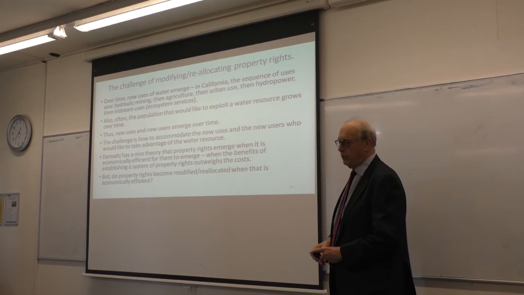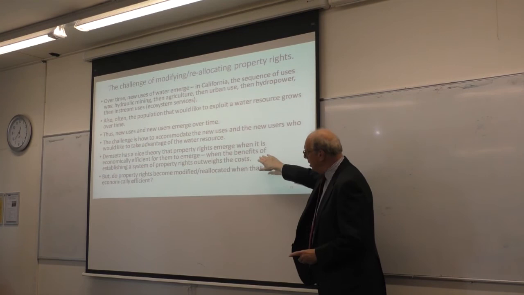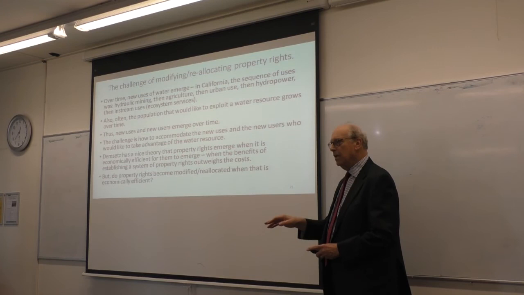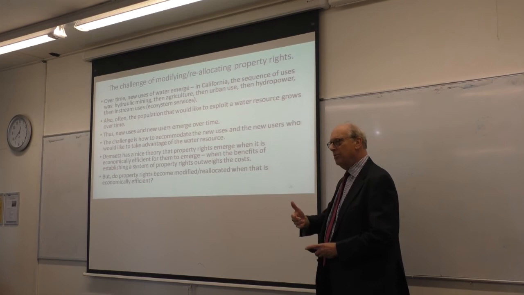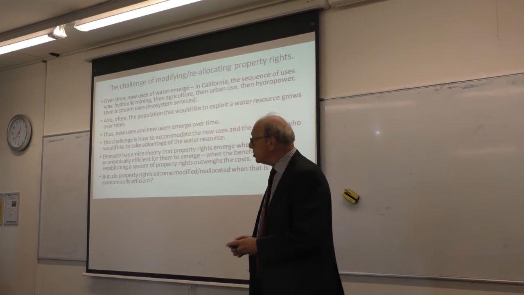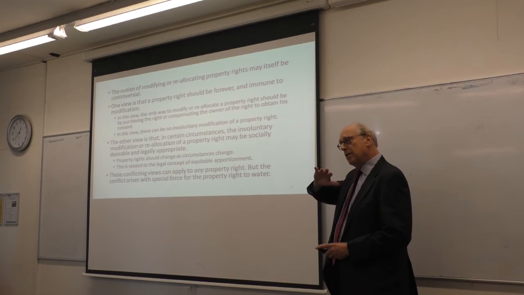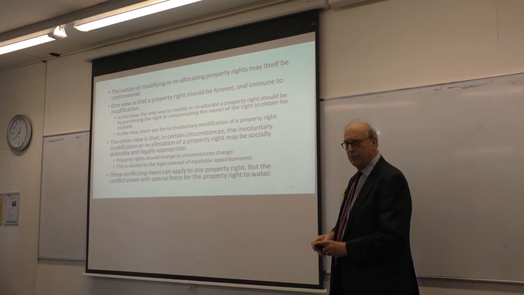Now, more generally, as I've said, new uses arise in water. So Demsetz has a theory that property rights emerge when it's economically efficient, when the benefits exceed the cost. And not before. And that may be true or may be fantasy, but what I want to focus on is, how do property rights get reallocated when new users and new uses come along? And there are two views. This is particularly relevant with climate change, because what is the moral relevance of an allocation of water rights?